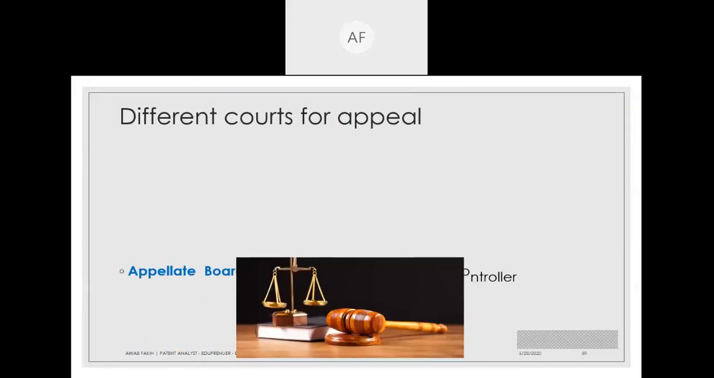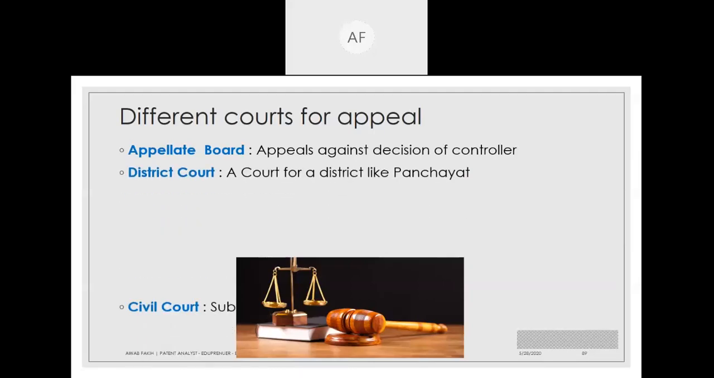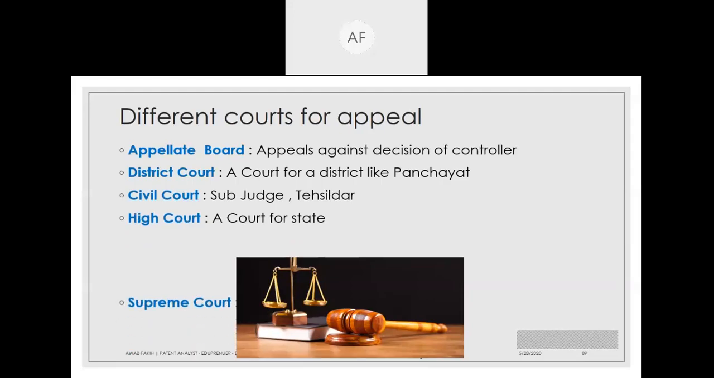Before going to the different kinds of courts, let's recap a few of the points. Could you tell me what an examiner is? What is the role of the examiner?